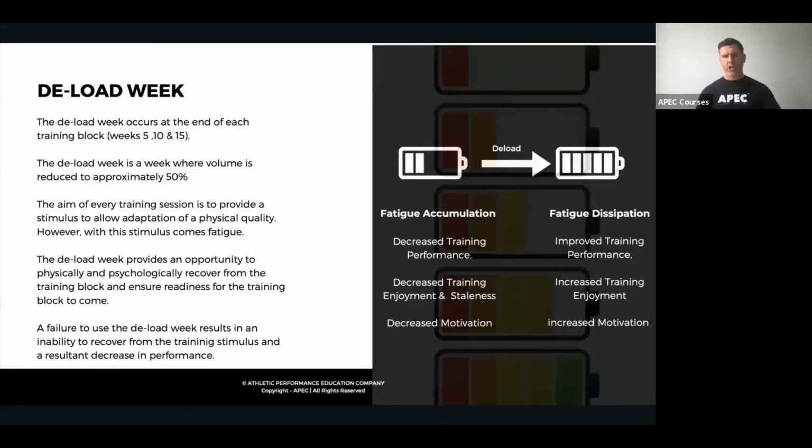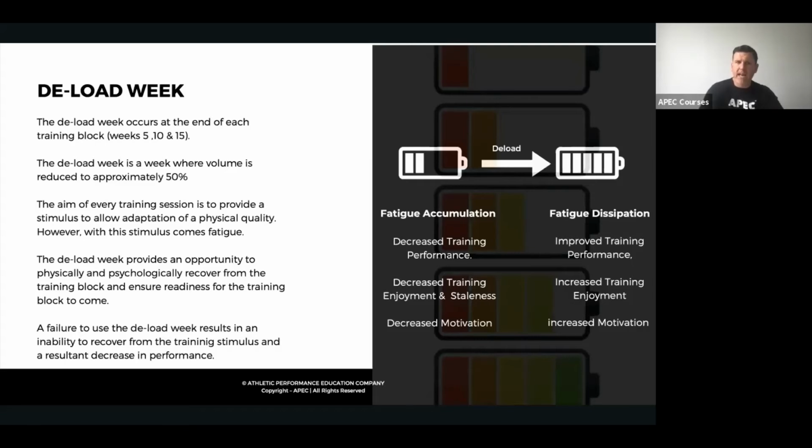Okay, let's quickly chat about the deload week before we move on to the program. So the deload week occurs at the end of each training block. So week 5, week 10, week 15. The deload week is a week where volume is reduced to approximately 50%. That's important, guys. We don't reduce intensity, we just reduce training volume. That's what helps us achieve the deload week.